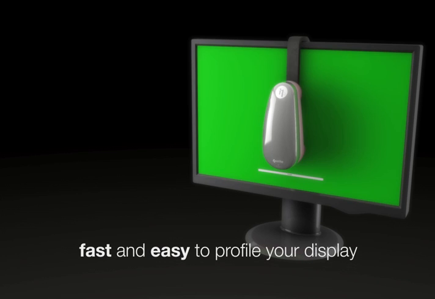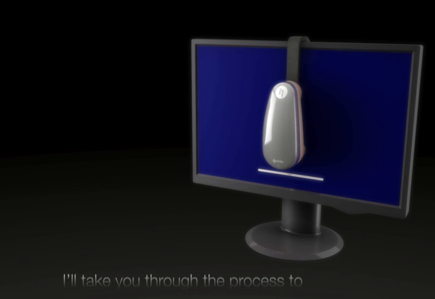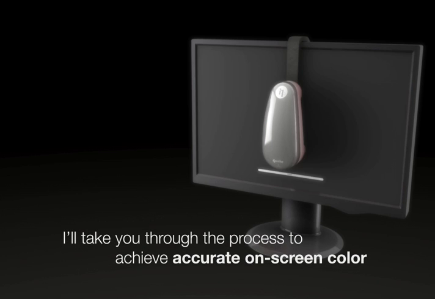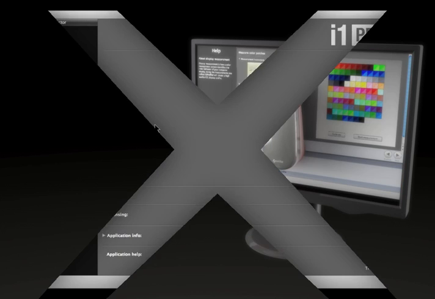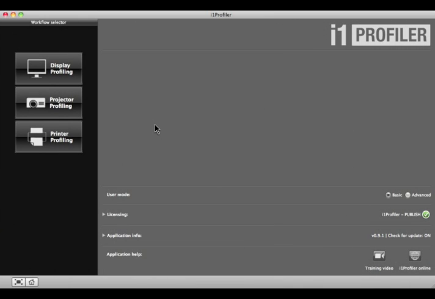i1 Profiler makes it fast and easy to profile your display. In the next few minutes, I'll take you through the process to achieve accurate on-screen color. You should warm up your display for about 30 minutes prior to calibration to make sure that the color is stable. i1 Profiler's basic user mode will take you through a simplified workflow to create a display profile.